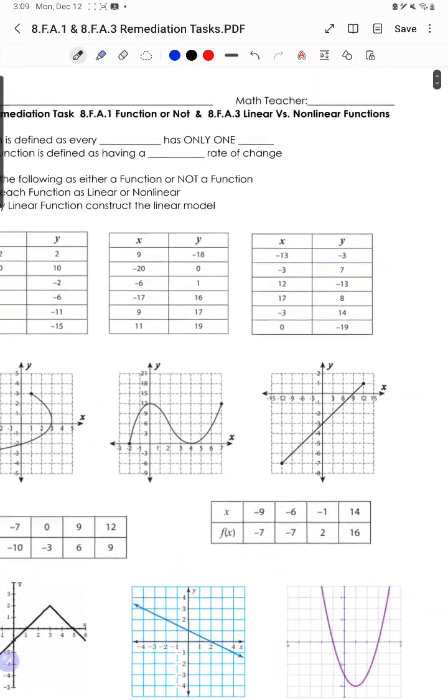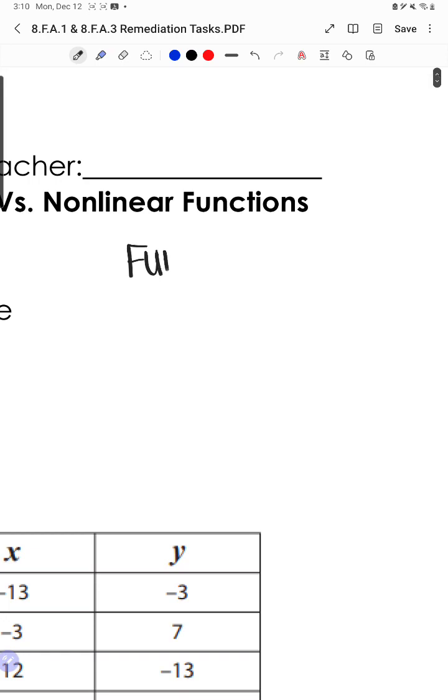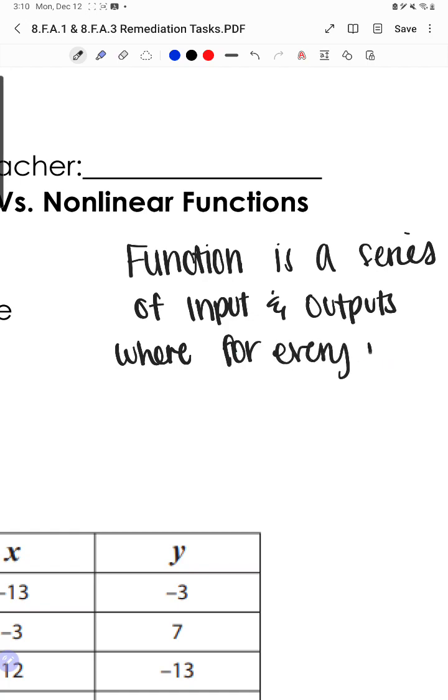And if you'll write this down on the paper that you also had, a function is a series of inputs and outputs where for every input there is only one output.